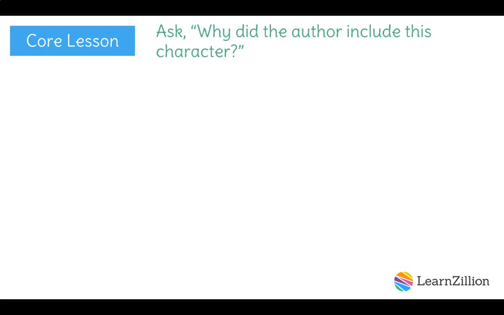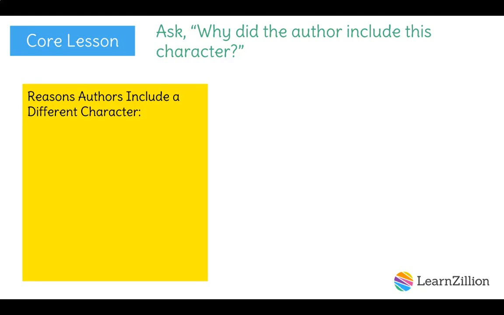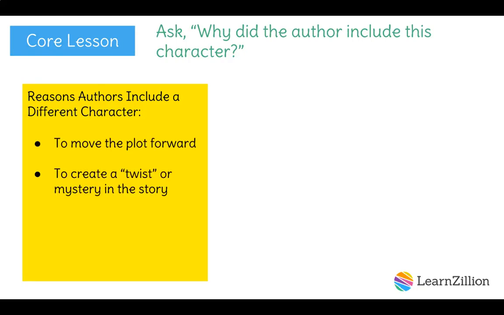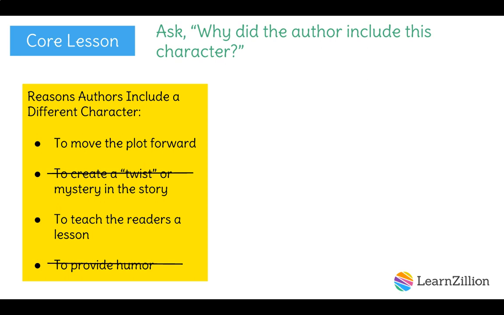So now I need to ask, why did the author include this character? I know that authors include a character who's different for a few different reasons: to move the plot forward, to create a twist or a mystery in the story, to teach the readers a lesson, or to provide humor. This isn't a mystery, I can cross that out, it's not funny. Even though Ming Li is important, he's not the one solving the problem, so I think the best response here is to teach the readers a lesson.